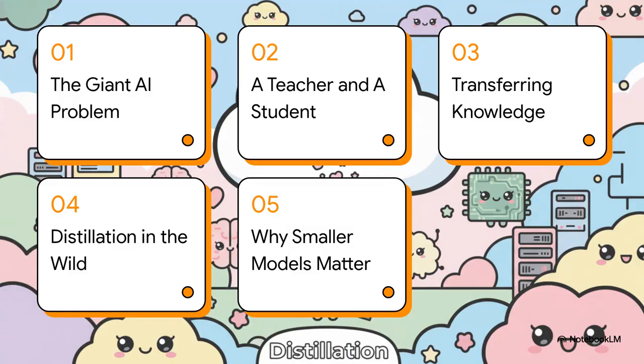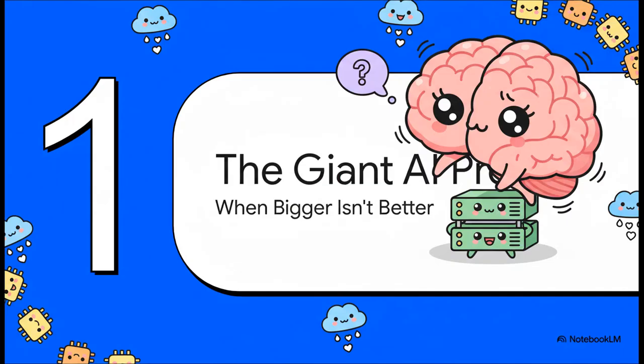All right, so here's our game plan. First, we're going to tackle the big issue with these giant AI models. Then, we'll introduce our two main characters, a teacher AI and a student AI. We'll see exactly how the knowledge gets passed down, look at some amazing real-world examples, and then wrap it all up with why this less is more idea is such a huge deal. Okay, let's jump right in.